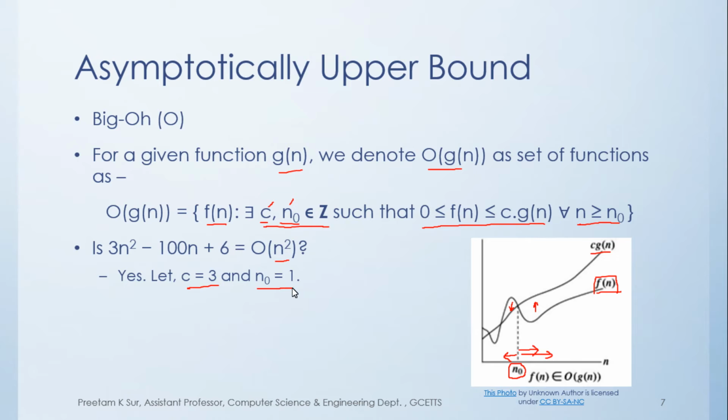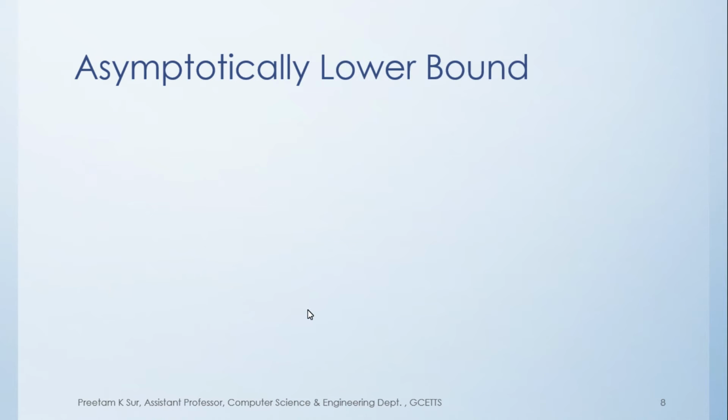Because that will make the 3n squared curve always be above 3n squared minus 100n plus 6, once n becomes n0. So this is what asymptotically upper bound is. Next we are going to see what is asymptotically lower bound.